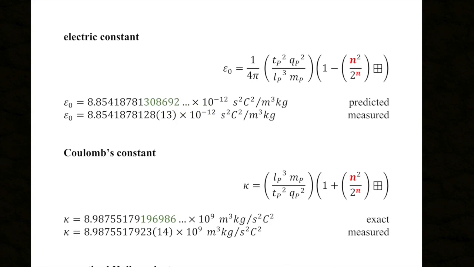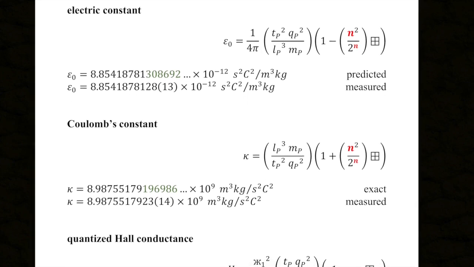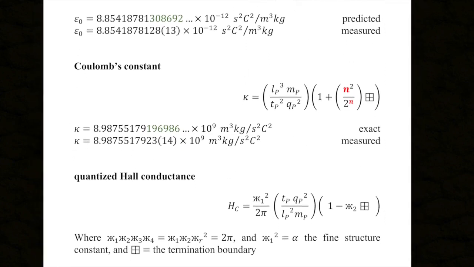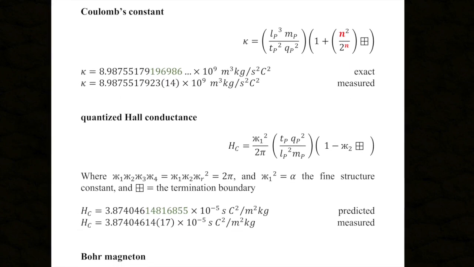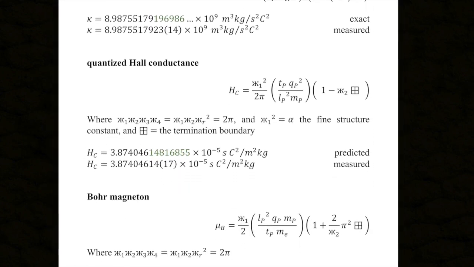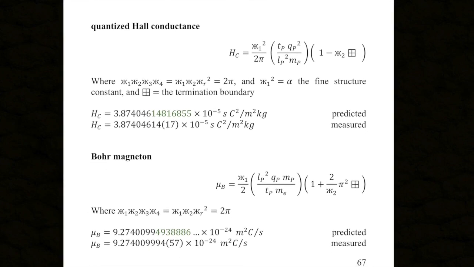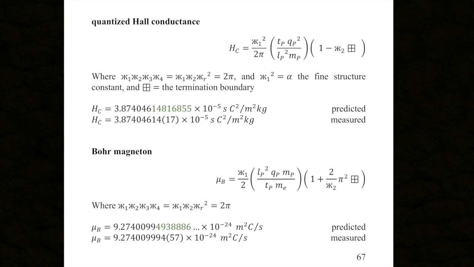The terminal actions, on the other hand, have an inversion that is different. Instead of inverting the numerators and denominators, this inverts the sign only. The terminal actions of both these constants are identical, except for sign. Quantized Hall conductance, as we saw earlier, has the fine structure constant divided by 2 pi as its primary action, and its terminal action is just the second hyperbolic vortex partition constant.